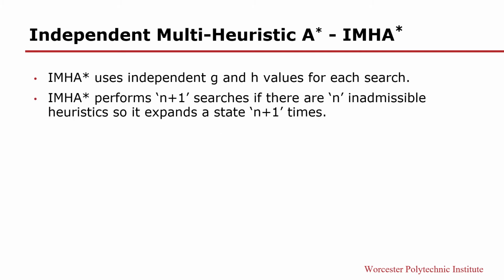Independent multi-heuristic A star uses an individual cost to come and heuristic value for each search, so it uses its own priority queue. Here, the search is performed n plus 1 times, in which n searches are performed for the inadmissible heuristics and 1 for the anchor search. So the state is expanded n plus 1 times. Also, it runs the inadmissible searches in round robin manner.